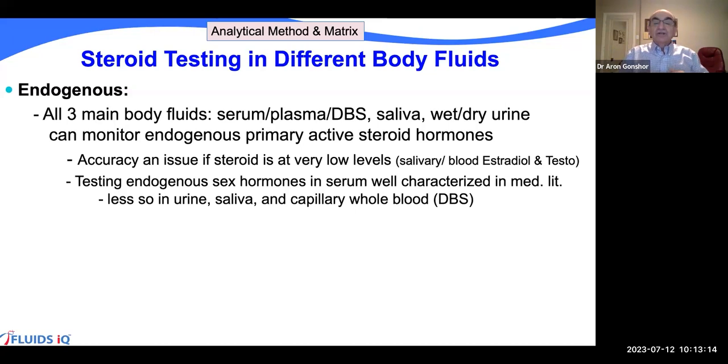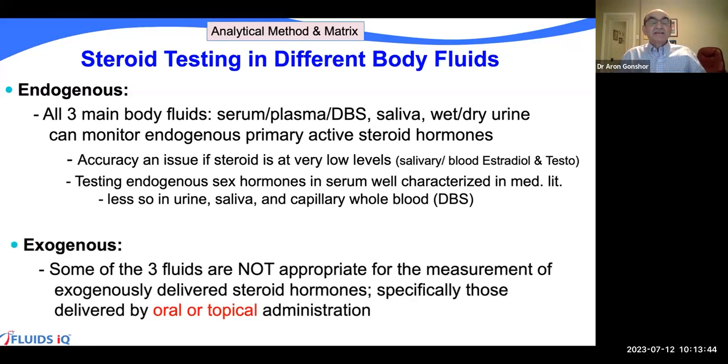And there are issues of accuracy with the various ones. I'm not going to go into various details on that. But testing endogenous sex hormones in serum, it's very well characterized in the medical literature, extremely so, thousands of studies. It's less so when you start looking at urine, saliva, and capillary whole blood, also called dried blood spot, which we use, as you know, in some of our tests for you from our lab.